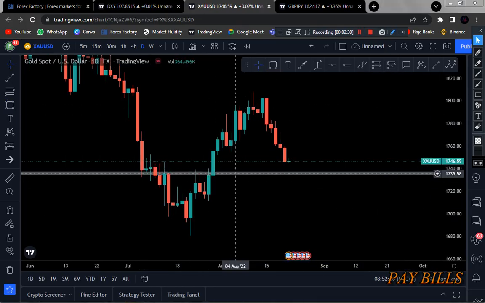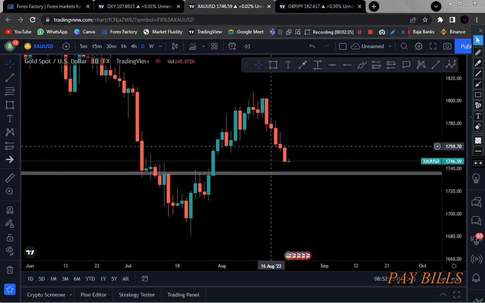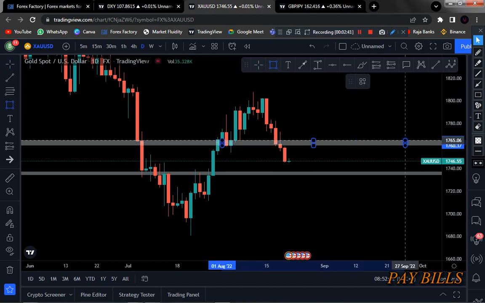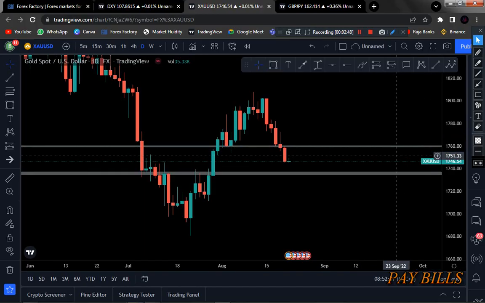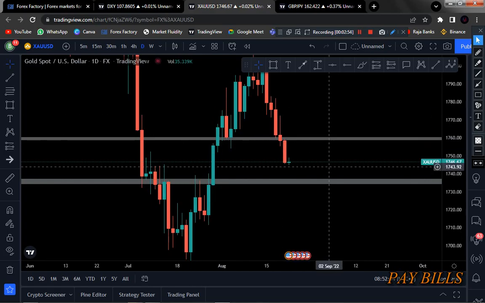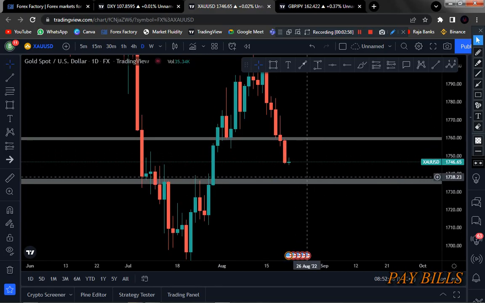So we are approaching this zone on the daily time frame, and we have just broken below this resistance. I hope that this support has turned into resistance, and we will continue down. If we take a look at the dollar on the daily time frame, the candle has made a kind of wick, and it may start going down.